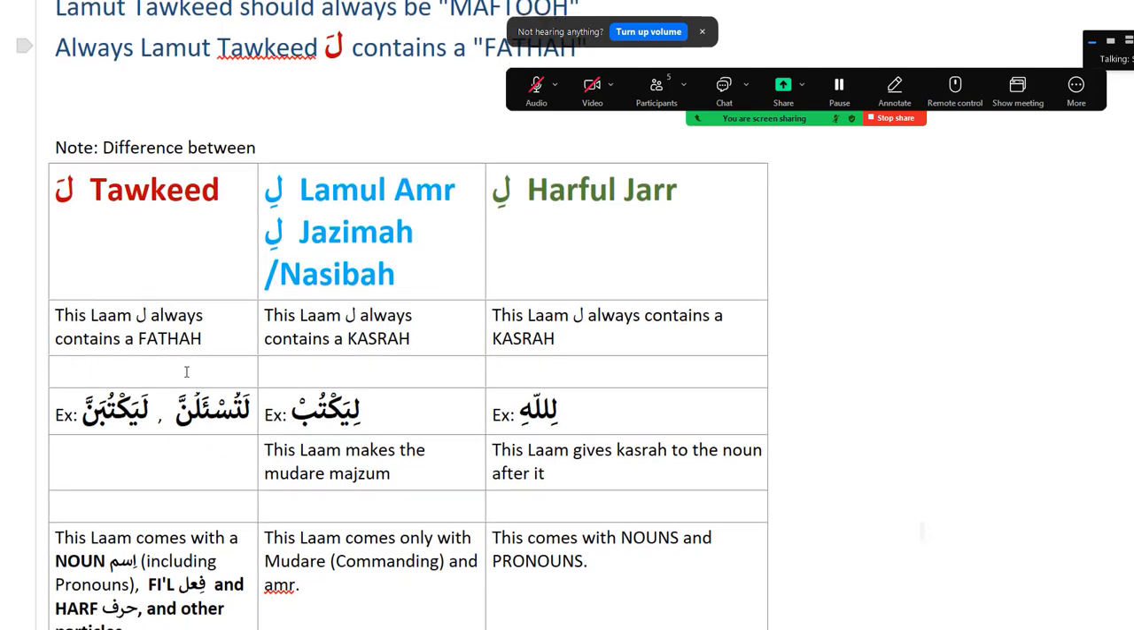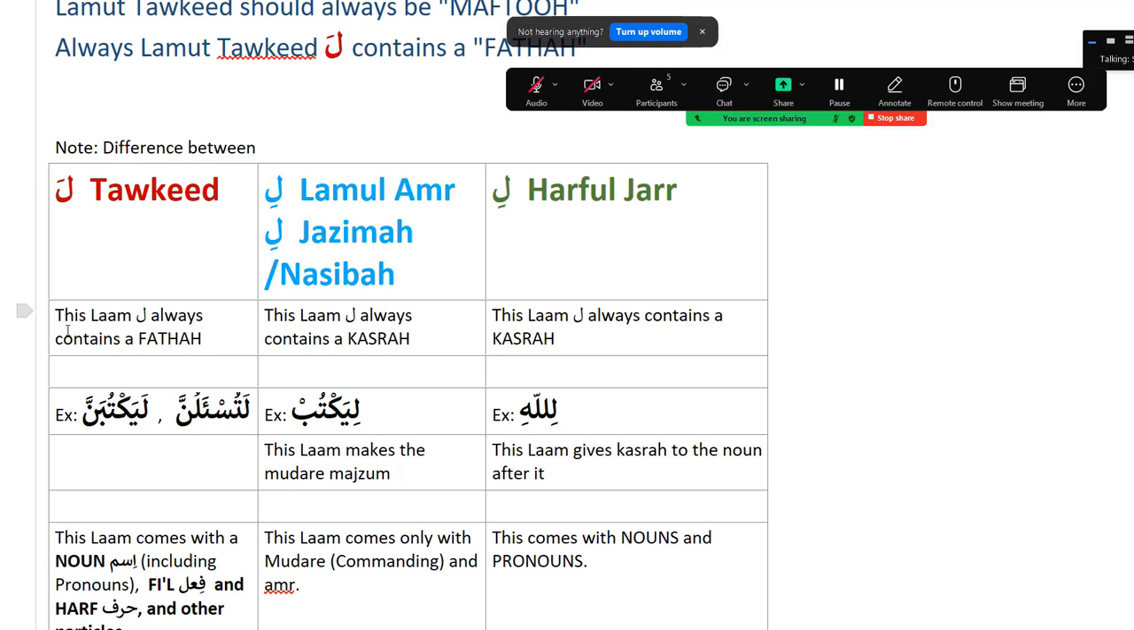Now, let's take the difference between the Lam Tawkeed and the Lam of Amr, then Li of Jazima and Nasiba, and the Li of Huruful Jar. All these we have learned in our previous lessons, right? So let's see the difference between them.